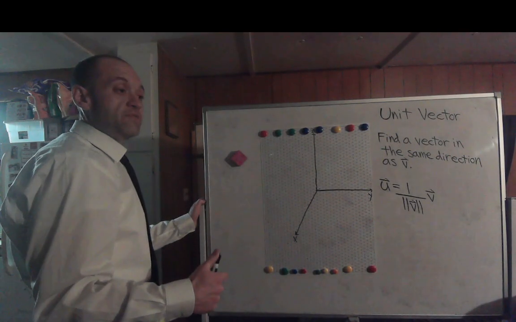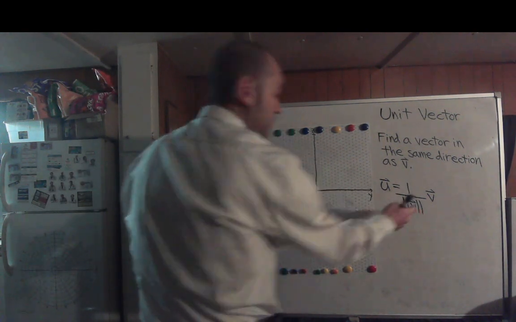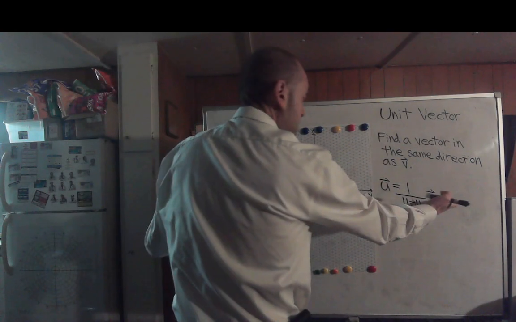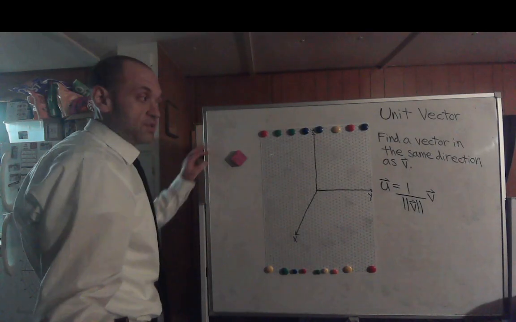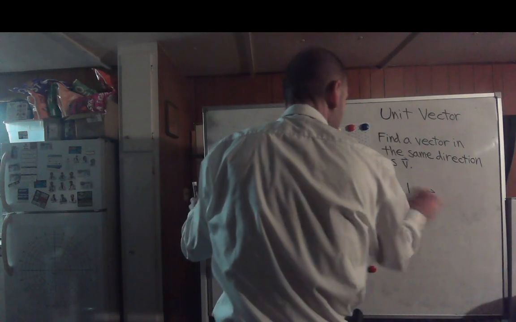If you wanted to find one in the opposite direction, all you have to do is take this 1 over the magnitude of v, slap a negative sign on it, and you just found a vector in the opposite direction. So let's work on some examples here.